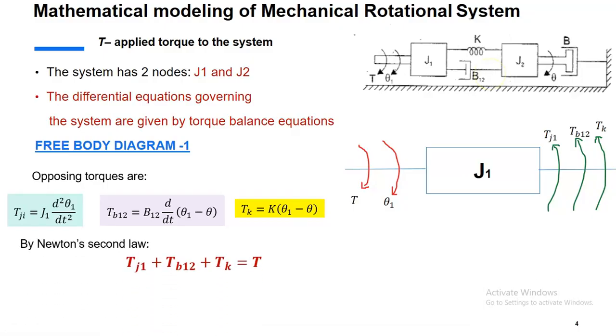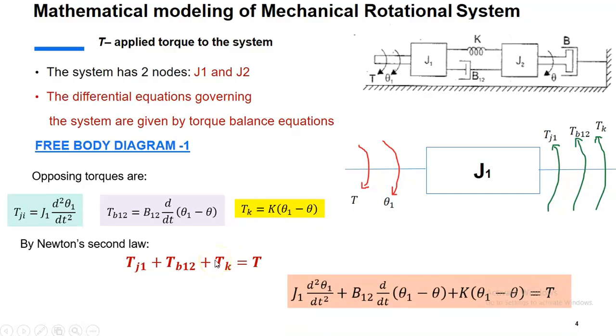Using Newton's second law, we can write the sum of applied torques is equal to the sum of opposing torques. We have three opposing torques and the applied torque is T. So we are substituting all the values here. Your equation becomes J1 d square theta 1 by dt square plus B12 d by dt of theta 1 minus theta plus k into theta 1 minus theta, which is equal to torque T.